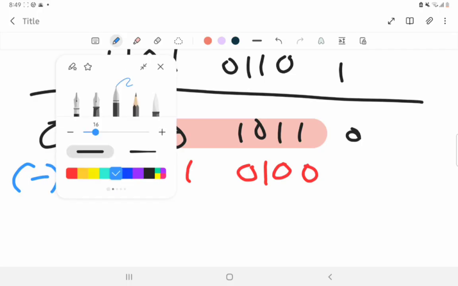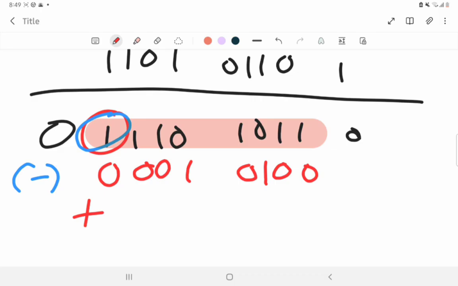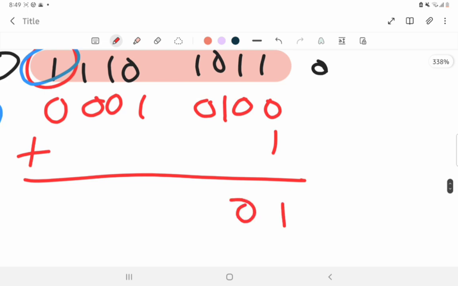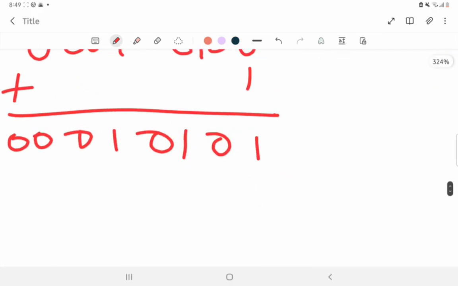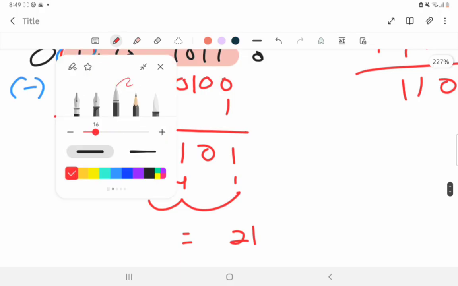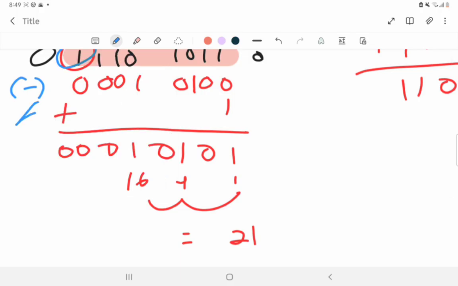Okay, now after you have change it to first complement, you have to change it to 2's complement, which is just plus 1. So 1 1 0 1 0 0 0. Okay, now you have to change it with decimal. This is 1, this is 4, this is 16. So add them up, equals to 21. But don't forget our sign here, negative, so we have to put it here, negative 21.